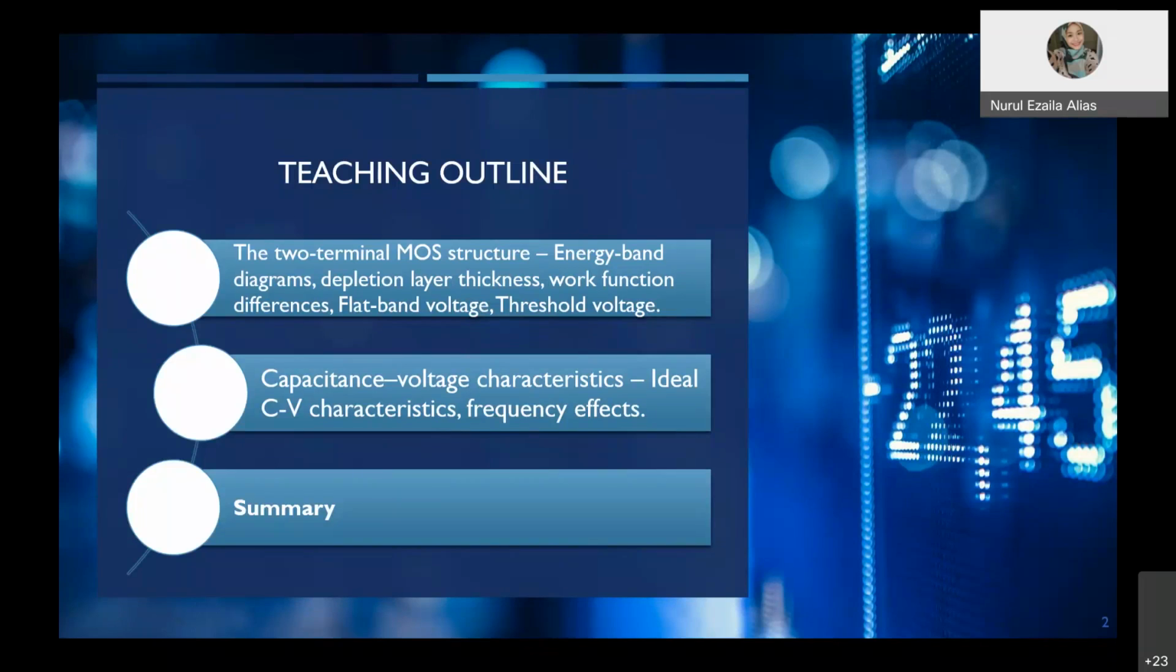So here is the outline for the lecture, which will cover the two-terminal MOS structure and the energy band diagram. Of course, when you take this course, you cannot run from the energy band diagram, from the Schottky barrier diode to the PN junction, and now you have the MOS structure. And the depletion layer thickness, the same thing. Work function difference, flat band voltage, and threshold voltage. Other than IV characteristic, in this topic you will see the capacitor voltage characteristic.